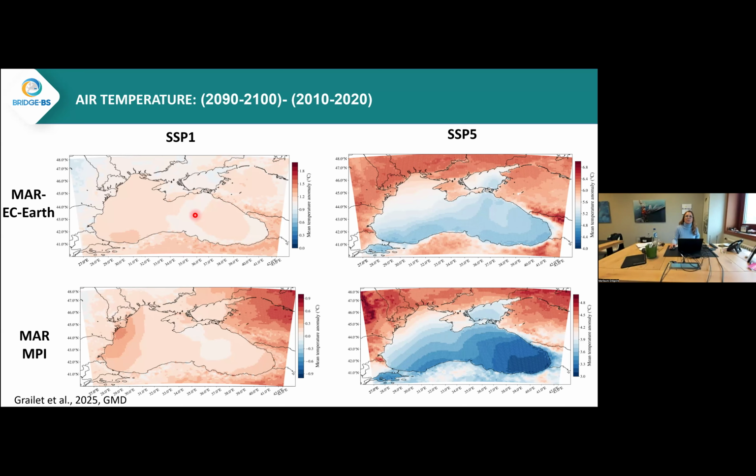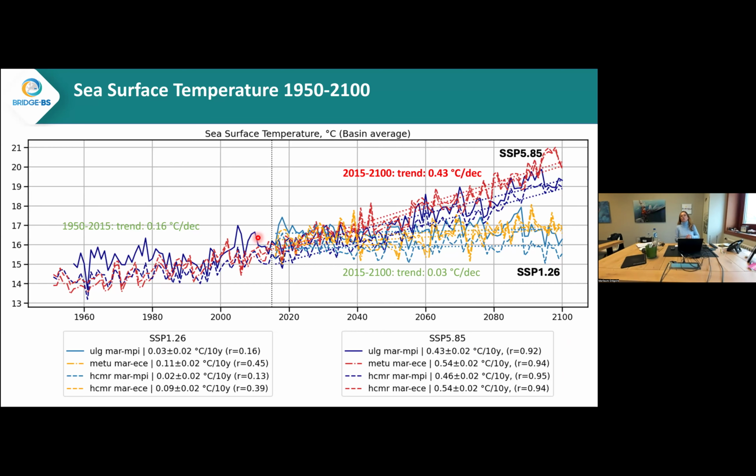And of course, this makes a lot of change for the ocean model. So here you see all the BRIDGE models that we have run for the projection. And you see the different groups shown here. You have the SSP1 scenario with a trend of 0.03 degrees per decade, and you see here the SSP5, for which you have 0.4 degrees per decade. So you see that we have a big change in terms of SST.